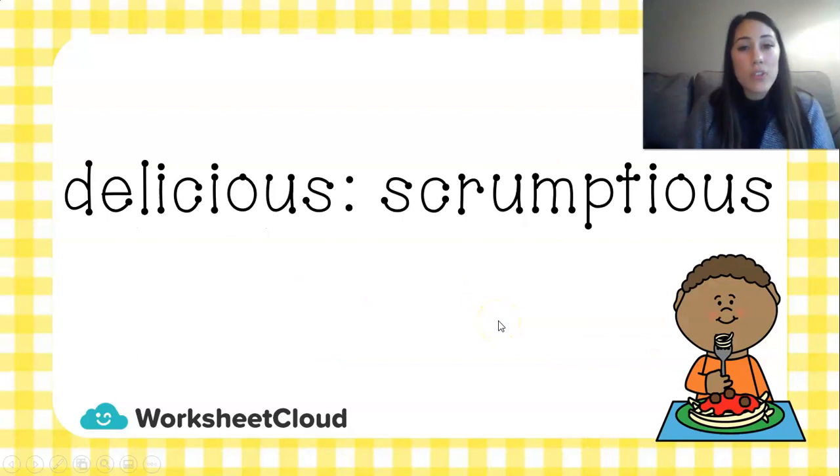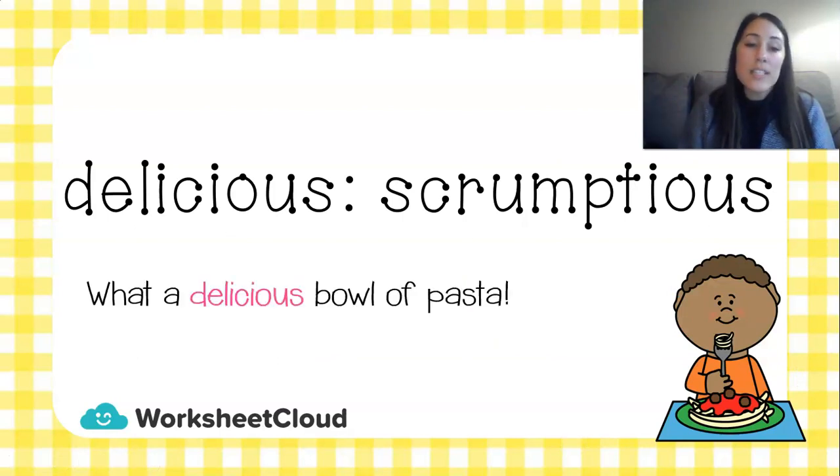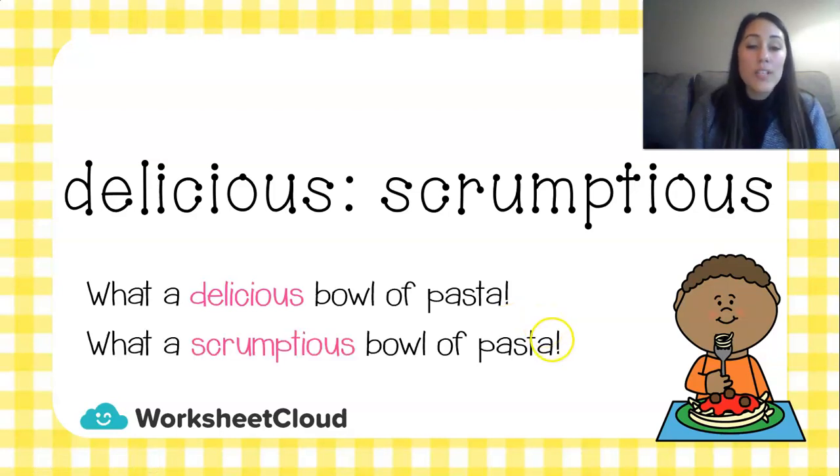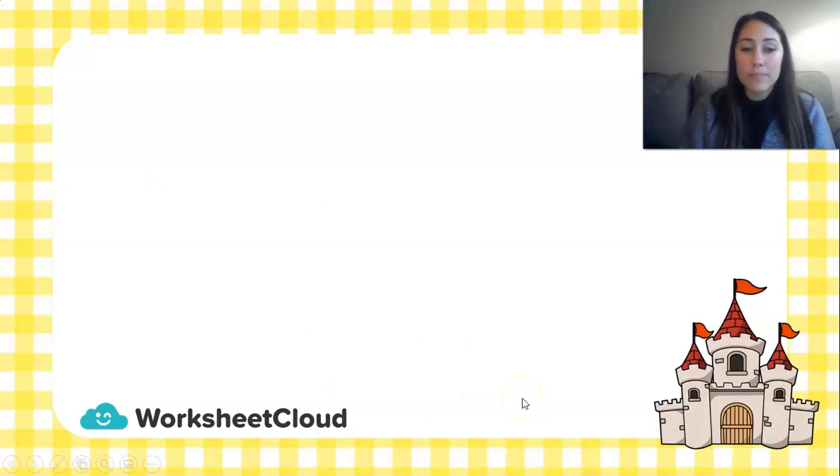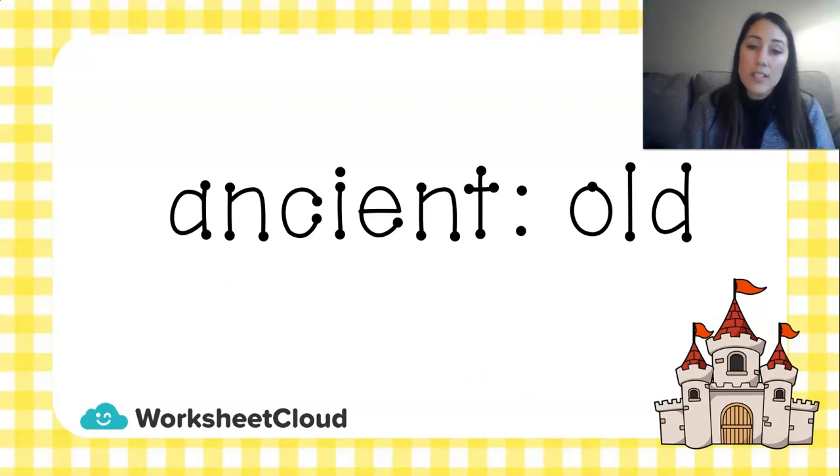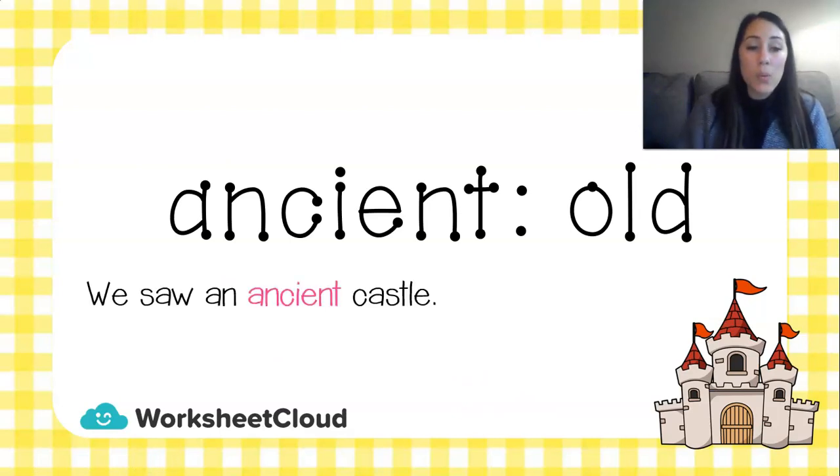Delicious and scrumptious. What a delicious bowl of pasta. Or I could say, what a scrumptious bowl of pasta. I'm sure there are other words that you could think of to describe how delicious or scrumptious the pasta could be. Ancient and old. We saw an ancient castle. Now in this sentence, ancient means that it's an old castle. It's been there for a very long time. Or we could say, we saw an old castle.